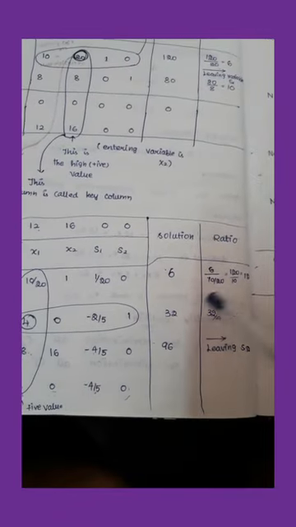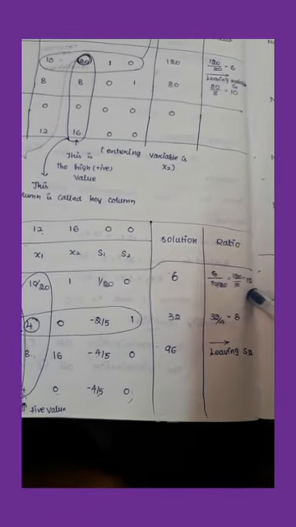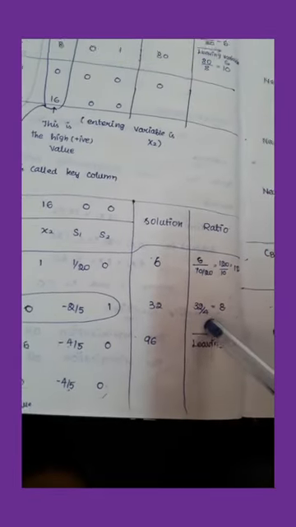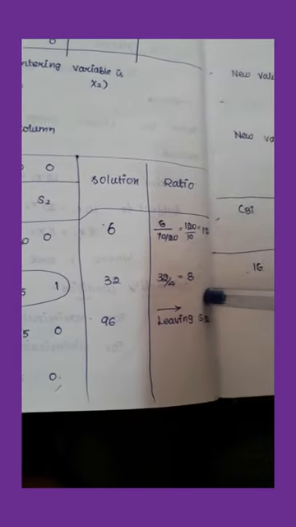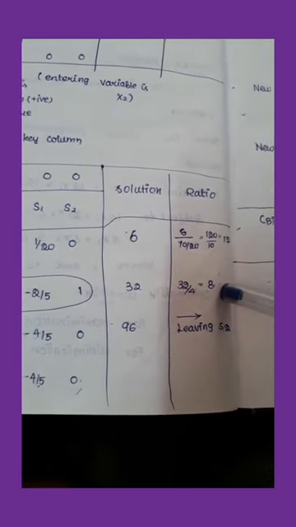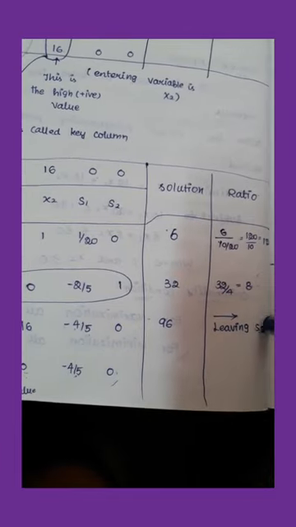So 6 divided by 10 by 20, the value we get is 12. Again, 32 divided by the corresponding key column, 32 divided by 4, will be 8. So in this we again need to check which one is lower. The lower value is 8, so this one is the leaving variable.